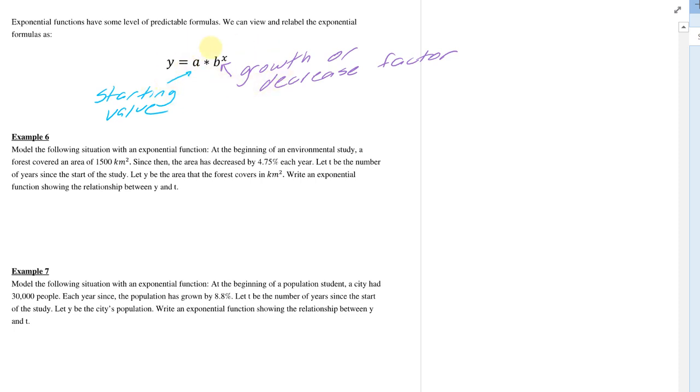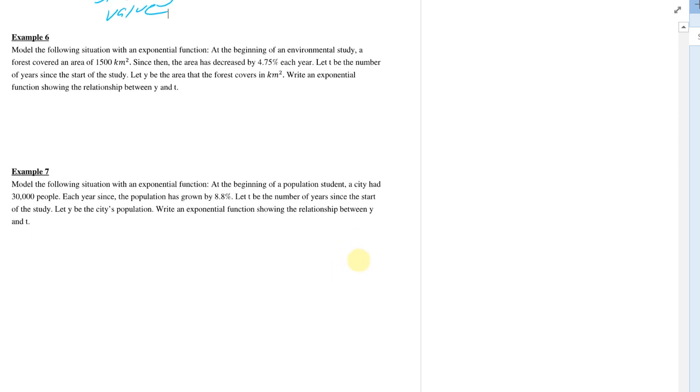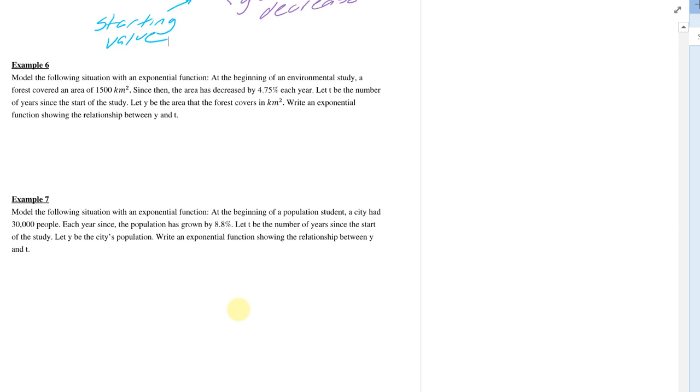So now I just want to get used to working with problems like this. I want to show you 2 problems where we're actually going to write what the model is based off of the problem. So we're going to model the following situation with an exponential function.